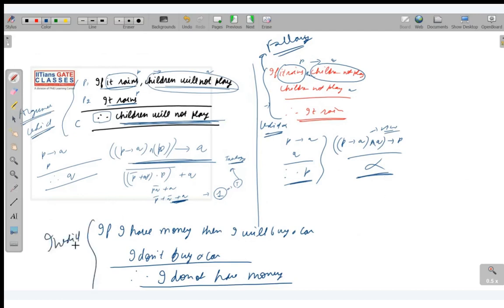And why is it invalid? You can prove it. I have given it to you as homework. It will not be a tautology. You will say it like this: I have money, P. I will buy a car, Q. So it is, I do not buy a car, not Q. So finally you want to say, I do not have money. It is not the case. Okay. Yes, let me jump to the next slide now.